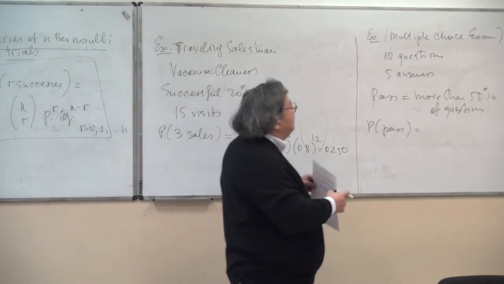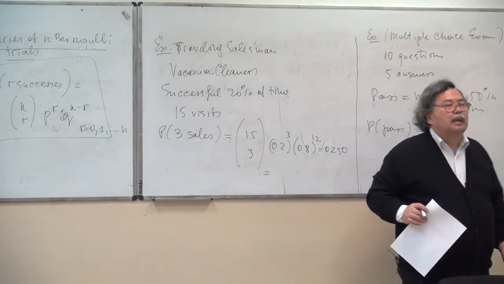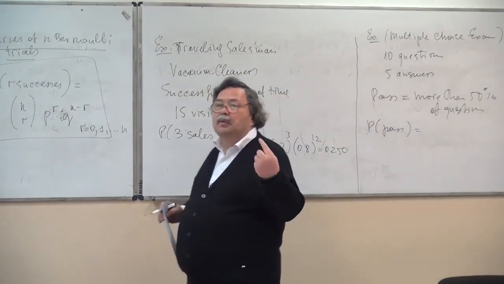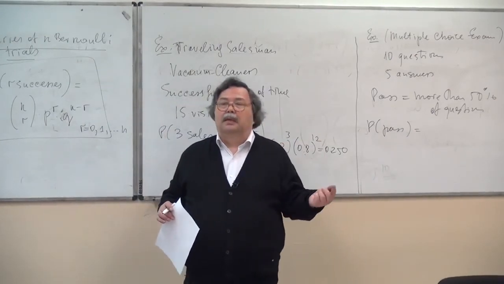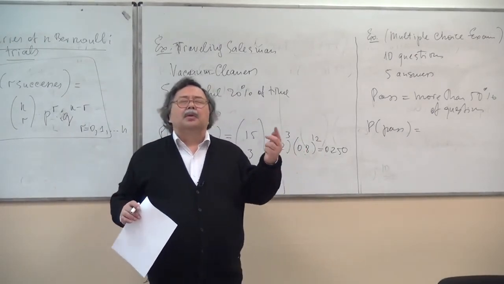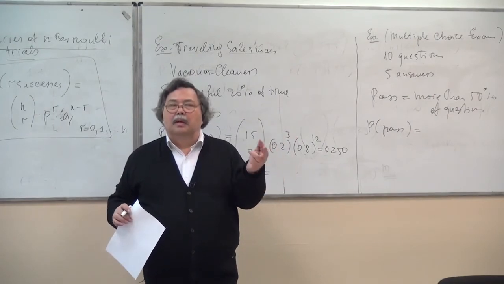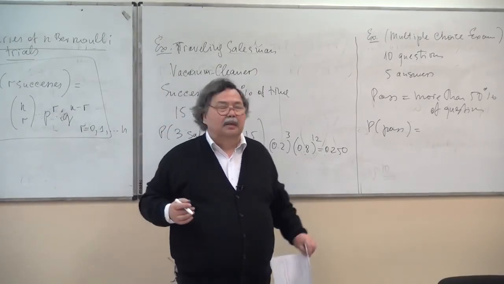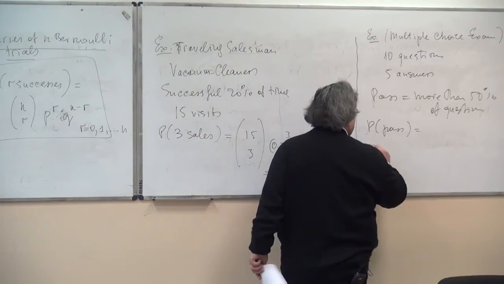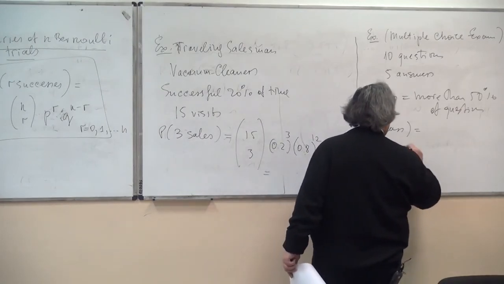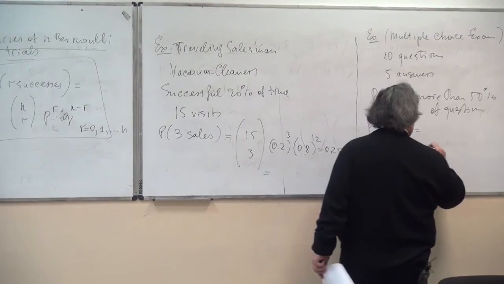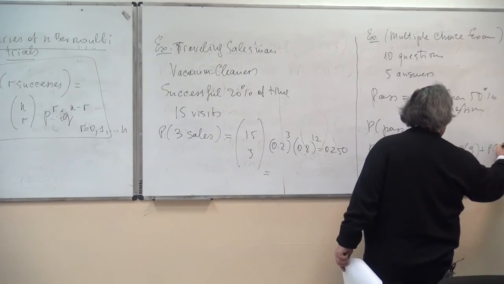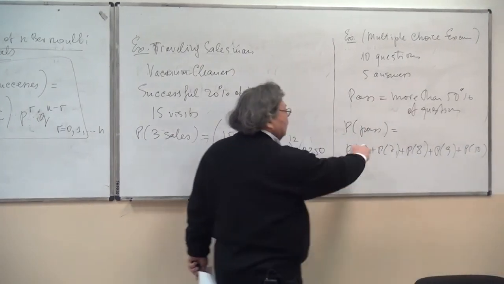Well, by definition, a pass is more than 50% correct questions. So if there are 10 questions in total, then you need to get at least, I'm sorry, 6 or 7 or 8 or 9 or 10 correct answers. These all mean a pass. So it's the probability of 6 plus the probability of 7 plus the probability of 8 plus the probability of 9 plus the probability of 10. And how do we compute each of these?